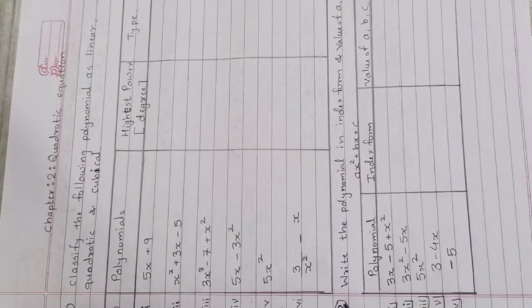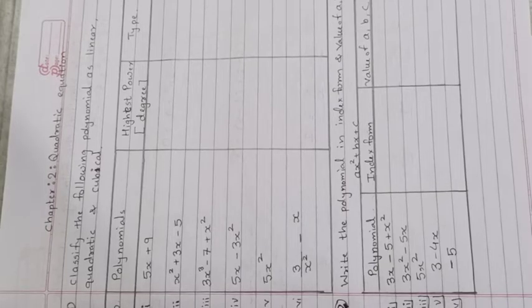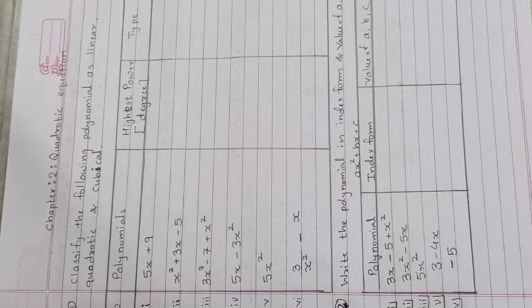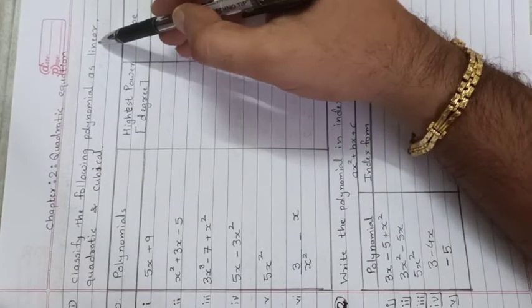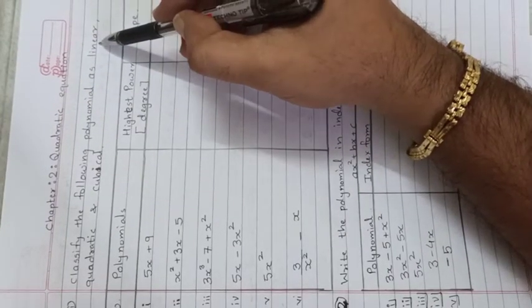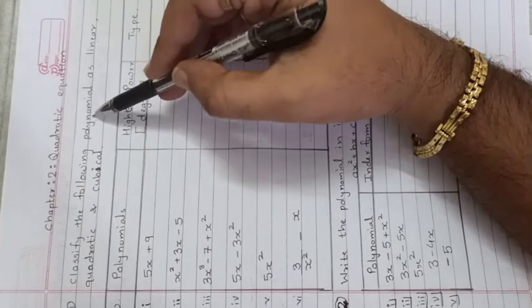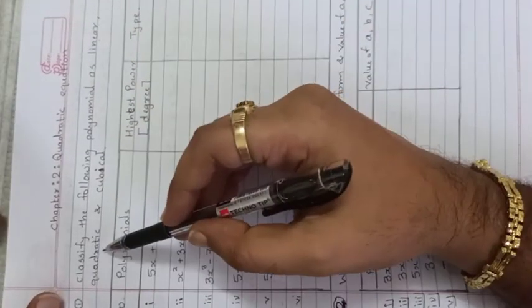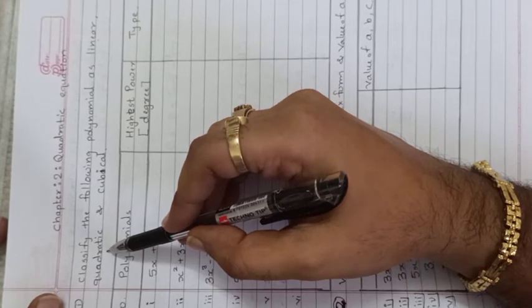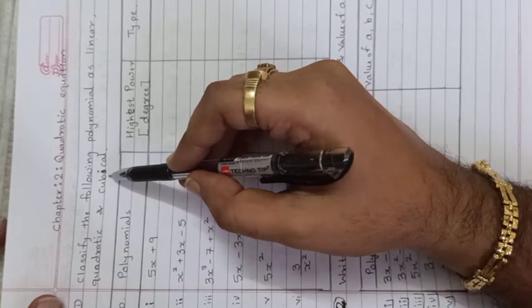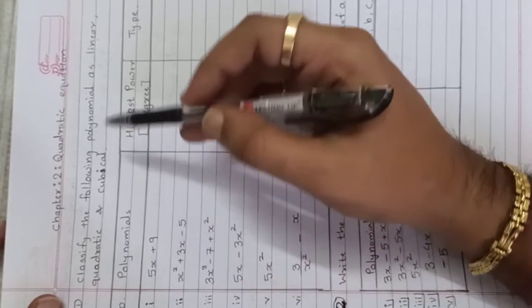Today we are starting with chapter number 2, quadratic equation. First question, classify the following polynomial as linear, quadratic and cubical. What do you mean by linear equation? When the highest power of the variable is 1, the equation is said to be a linear equation or linear polynomial. Quadratic, when the highest power of the variable is 2, it is said to be a quadratic polynomial, and when the highest power of the variable is 3, it is said to be a cubical polynomial.